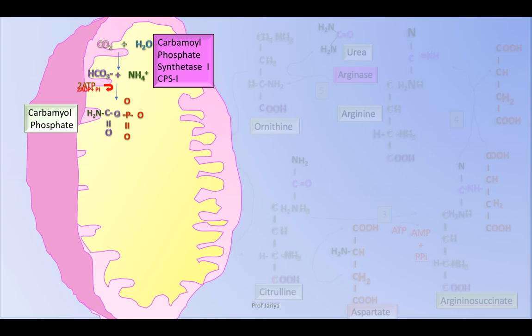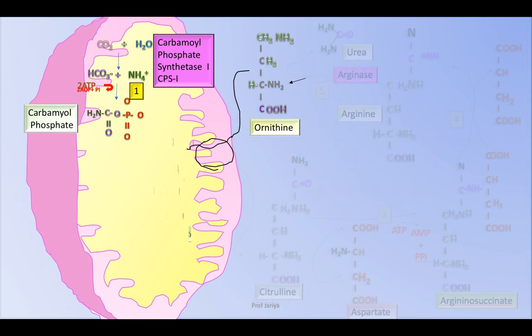In the second step of the urea cycle, ornithine transcarbamylase catalyzes the formation of citrulline. For this reaction, ornithine is required. Ornithine is regenerated during each turn of the urea cycle in the cytoplasm. This ornithine is transported into the mitochondria through a transporter in the mitochondrial membrane.